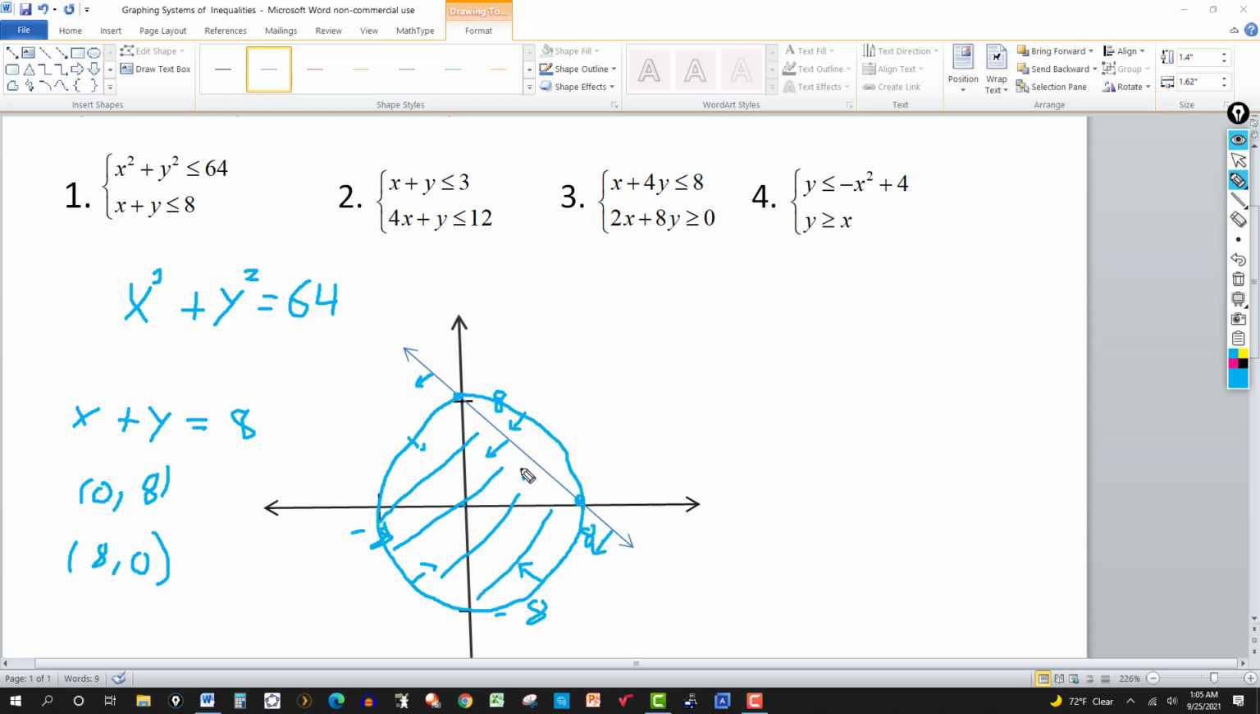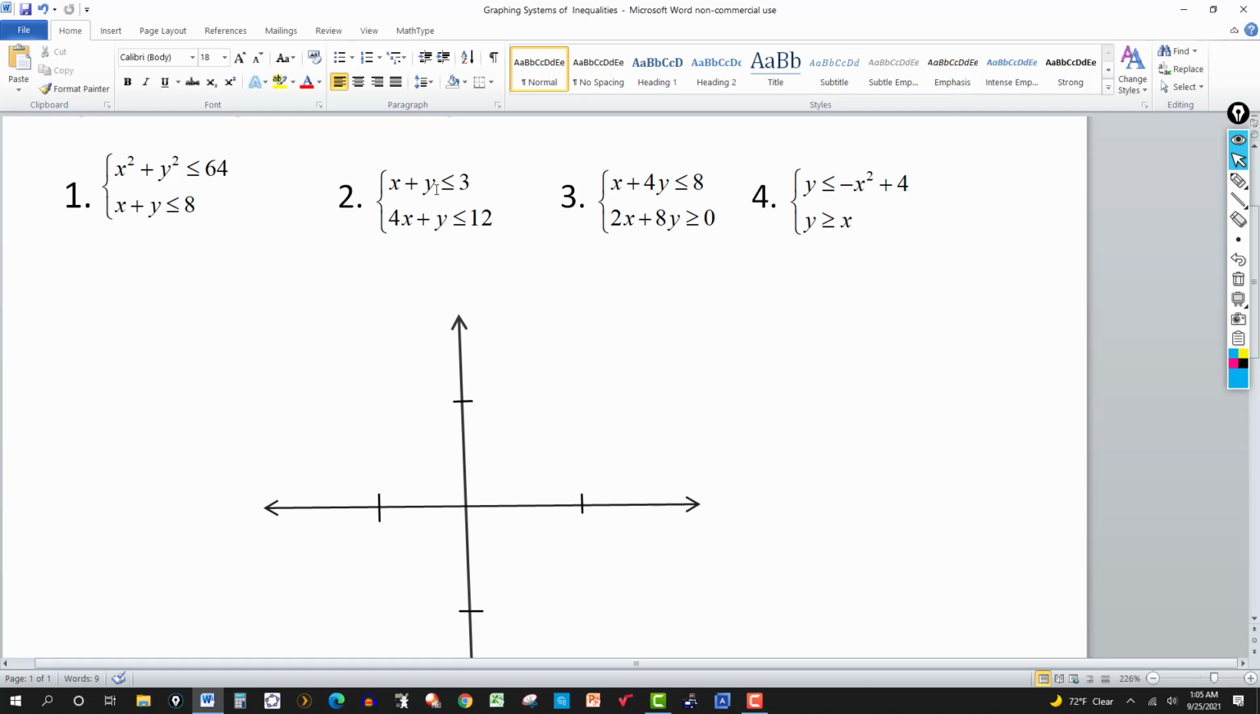So basically you would shade everything in here. The solution for the system would be everything inside the circle and below the line. That's the intersection. Yeah, that's your solution set. So let's clear this.